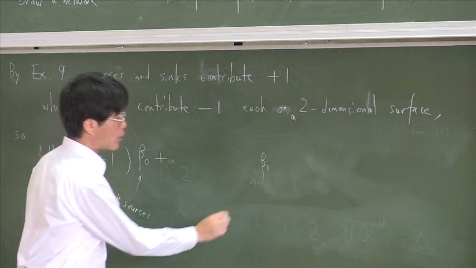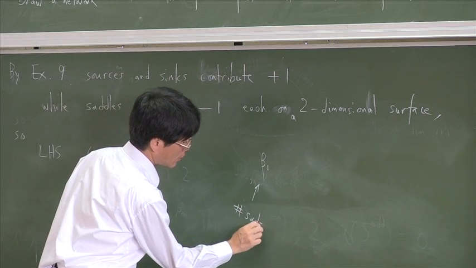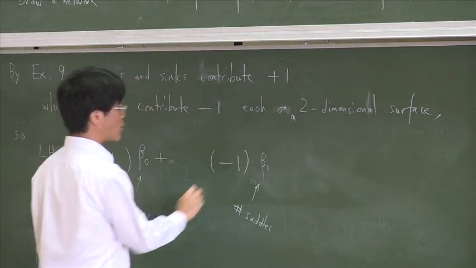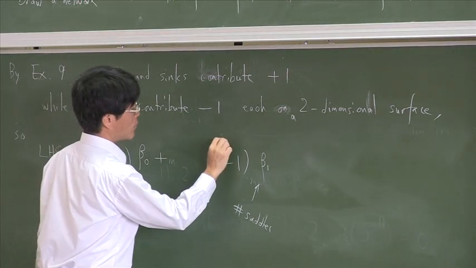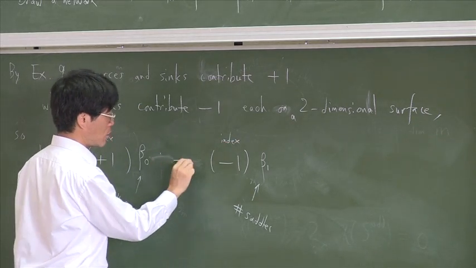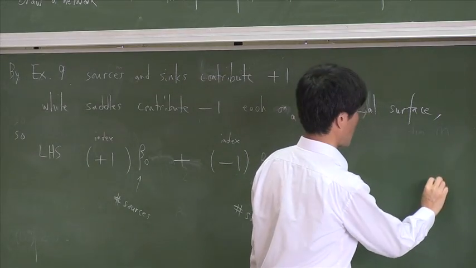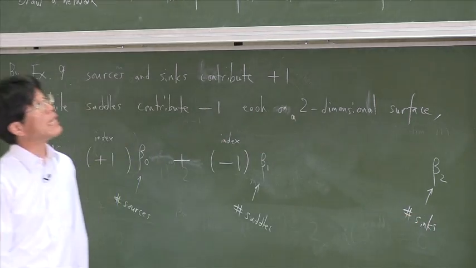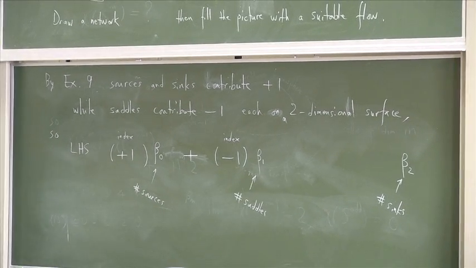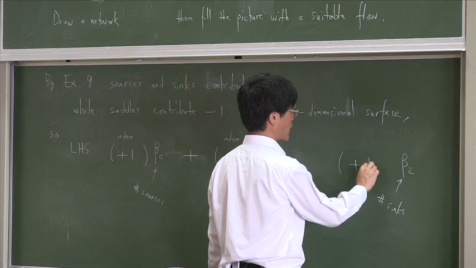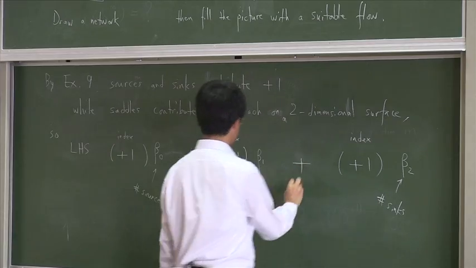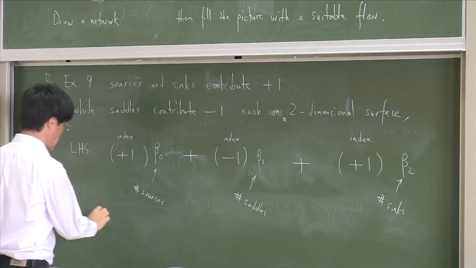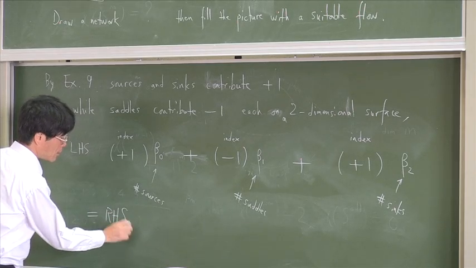How many saddles are there? Well, there are exactly as many saddles as the number of edges. That's beta 1. Each saddle contributes minus 1. That's the index of the saddle, so I have to add that to the previous result. And finally, how many sinks are there? As many as there are faces. That's beta 2. And each sink contributes plus 1, so I have to add that to the previous result. And if you look at what we get, it's beta 0 minus beta 1 plus beta 2. That's exactly the Euler characteristic, which is the right-hand side. End of proof.